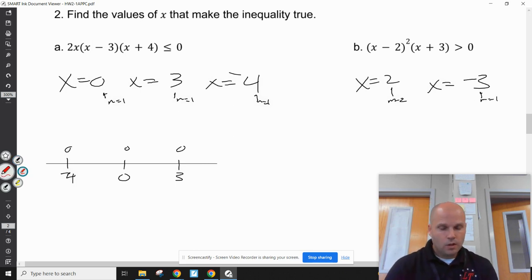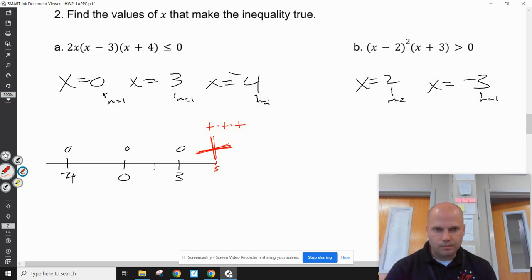All right. I'm going to use a test point like 5. I'm going to plug 5 into my original equation. I don't care about the values. I just care about the signs. Positive times a positive times a positive. 5 minus 3 is a positive. 5 plus 4 is a positive. That's a positive. Cool. All the signs have to be a positive. If they weren't, there'd be another 0.